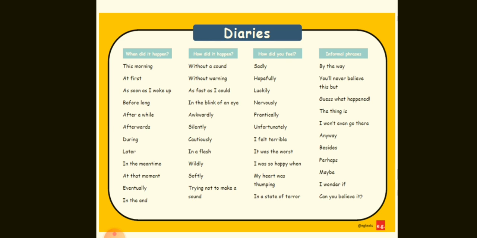And children, you can use these informal phrases in your diary. I told you, you can write your diary in a free manner. You can express yourself freely in your diary. So you can use these informal phrases, which we generally don't use in formal writing. So you can write like, by the way, you will never believe this, but guess what happened? The thing is, I won't even go there anyway. Besides, perhaps, maybe, I wonder if, can you believe it? So children, these are some of the phrases which you can use in your diary entry.